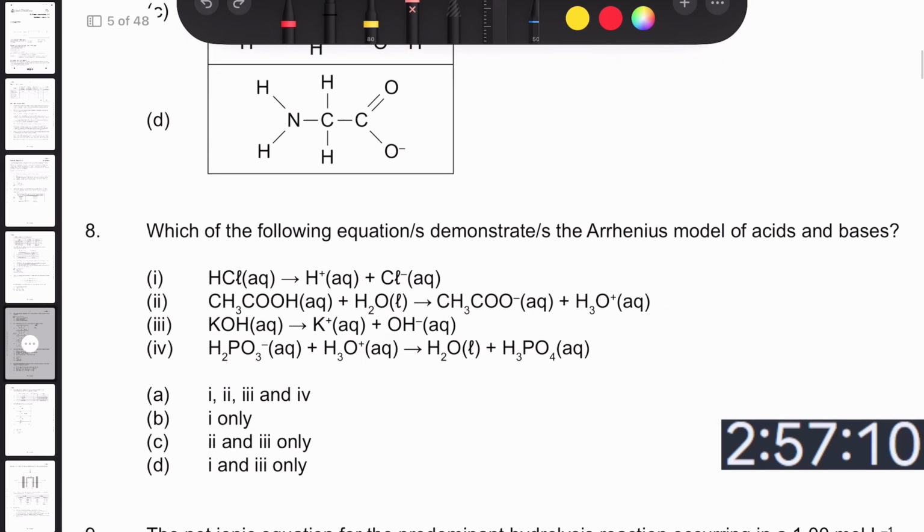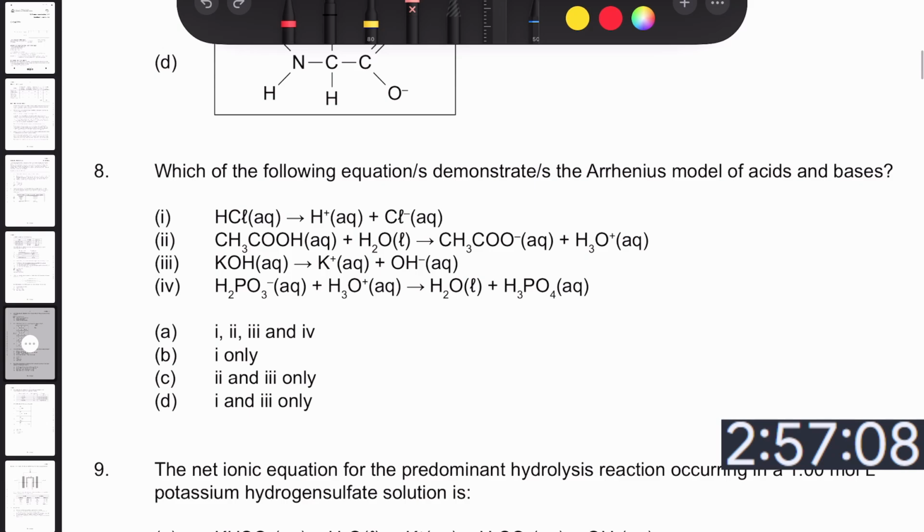Which of the following equations demonstrates the Arrhenius model of acids and bases? So it's going to be something that dissociates to make H plus ions. So that is one. That is not one. This is another one, and that is not one because that's donating, so it's 1 and 3 only.